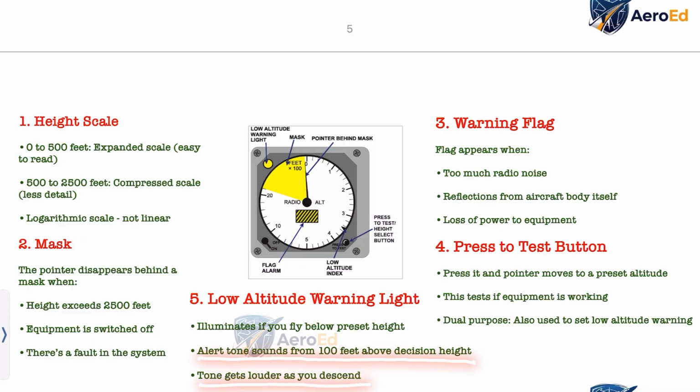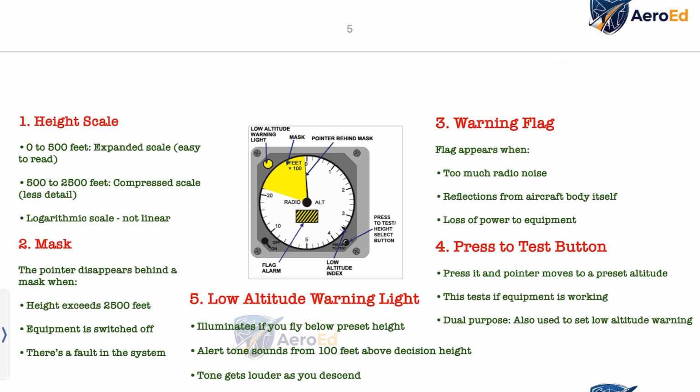Next, if you see here, there is a flag alarm. This is a warning flag, and this flag appears whenever the radio noise is too much or the reflections are from the aircraft's body itself, and also if there is a loss of power. So we can say that the function of this warning flag is for the pilots to note that this radio altimeter is not working properly.